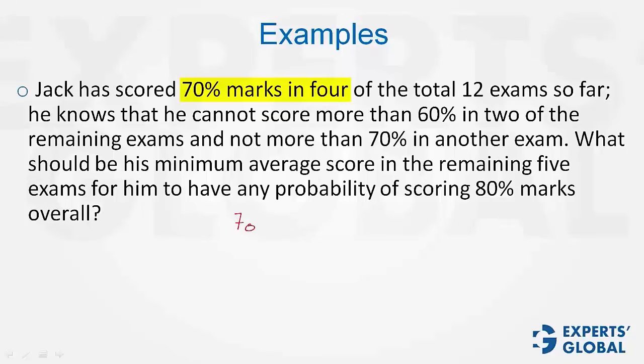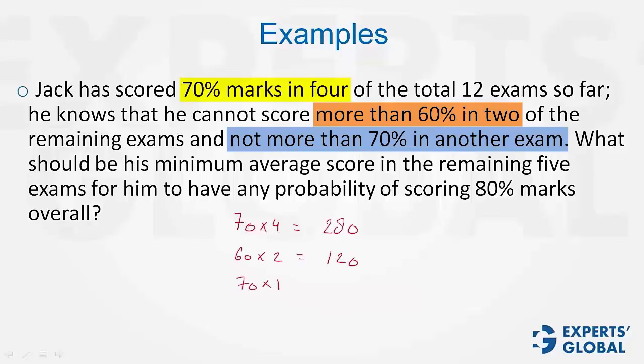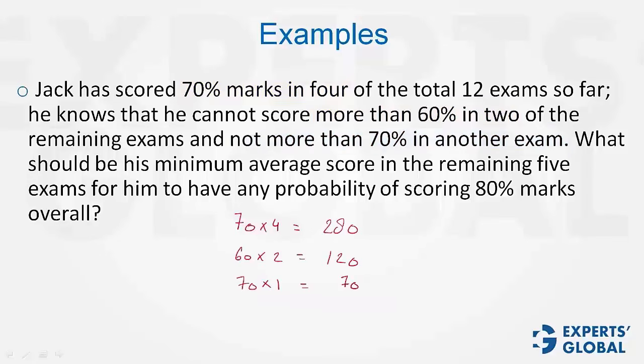Look at this question, please. Jack has scored 70% in 4 exams. That's 280. Now he knows he cannot score more than 60 in 2, so 60 times 2, that's 120. Not more than 70 in 1, so 70 times 1. We are taking the most optimistic case because the question says the minimum average score in the remaining 5 exams. So in all the other exams, we are taking the maximum possible scores. So 5 exams remain. This total is 470.